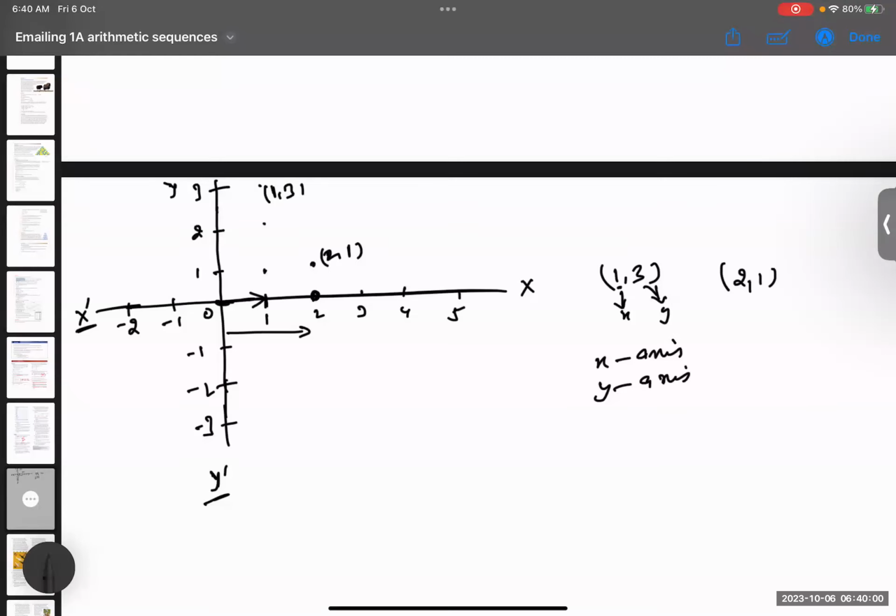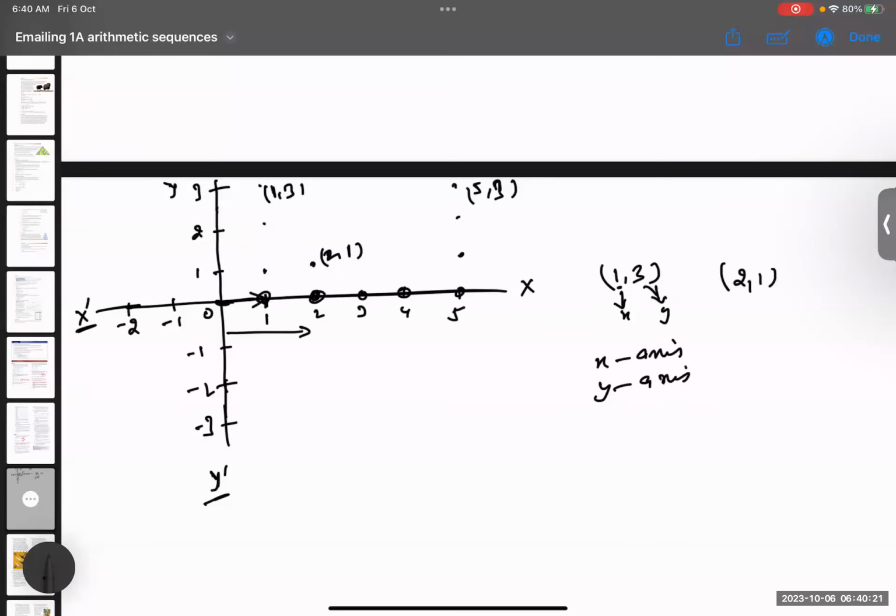Now I have to find out (5, 3). So where is (5, 3)? 1, 2, 3, 4, 5. Then 1, 2, 3. It is (5, 3). Clear? Now, suppose I have to find out the point (2, -3).